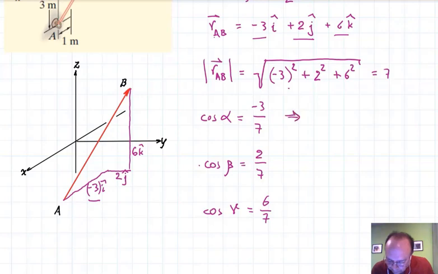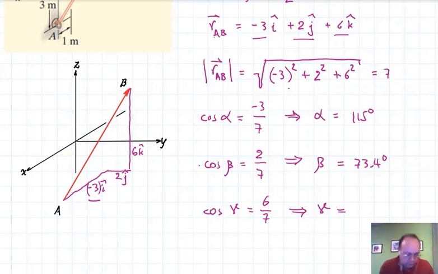So from here, alpha, we get the arc cosine of -3 over 7, we get 115 degrees. From here, beta, arc cosine of 2 over 7, we get 73.4 degrees, and gamma, we get 31.0 degrees. I want to see that in a graph. It will look something like this. Here, I'll make a copy.